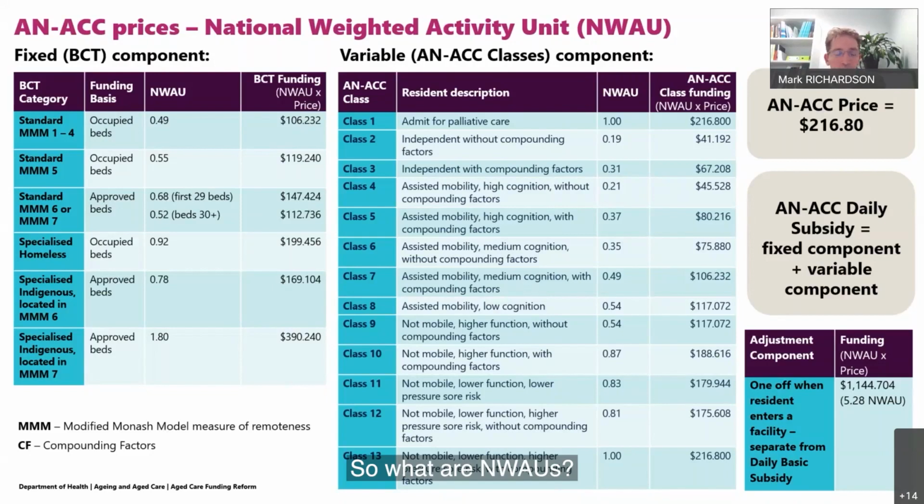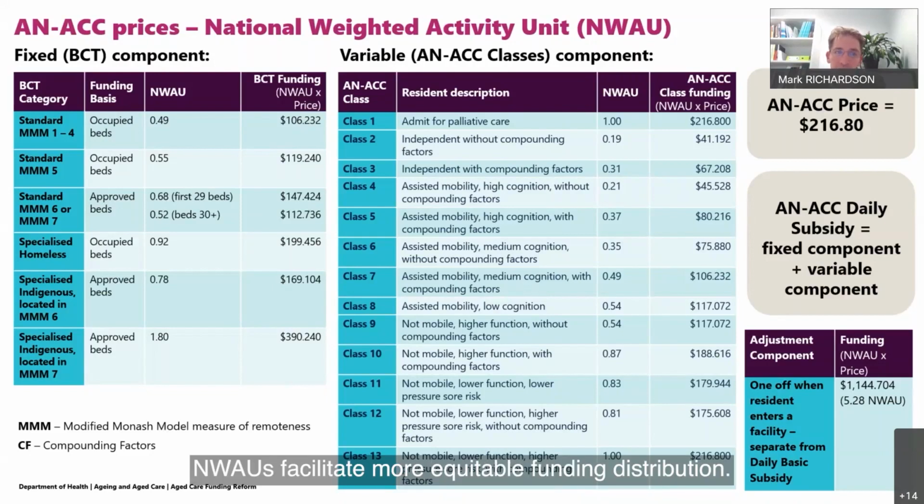So, what are NWAUs? NWAUs facilitate more equitable funding distribution. They allow payments to be weighted to reflect the variation in costs of providing care due to the different structural characteristics of care homes and the different individual care needs of residents. You can also think of an NWAU as relative values that determine the amount paid for each AN-ACC funding component, with an NWAU of 1 being a single measure of price, or $216.80.